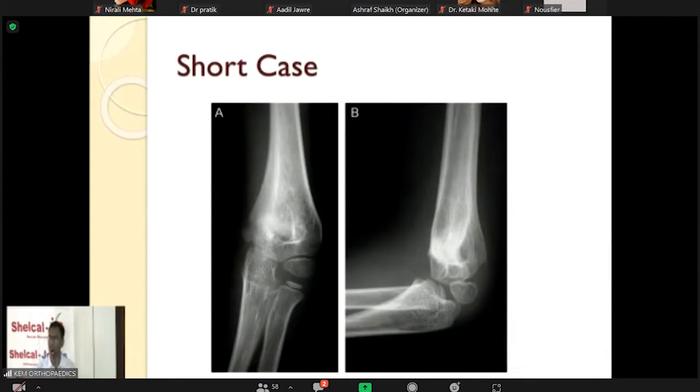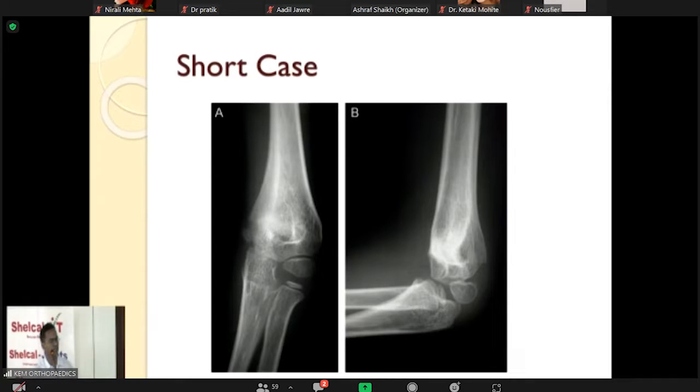Short case. Anyone? Simple. What probable short case can this be? Anyone? The one in red? This is a plain X-ray radiograph showing the elbow. What do you think, a child or an adult, mature or immature skeleton? In an immature skeleton.